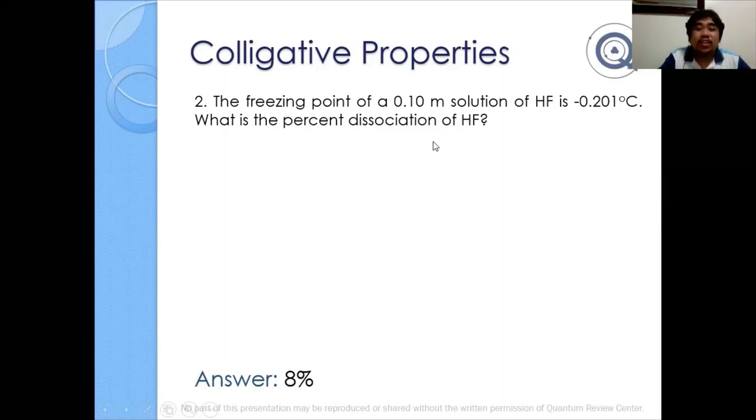The one thing that you need to assume here is that your solvent is water. Most of the time, our solvent is water. So even if nothing is given here, that will be your first assumption: that the solvent is water. So the answer is 8%. I hope you get how to compute it.